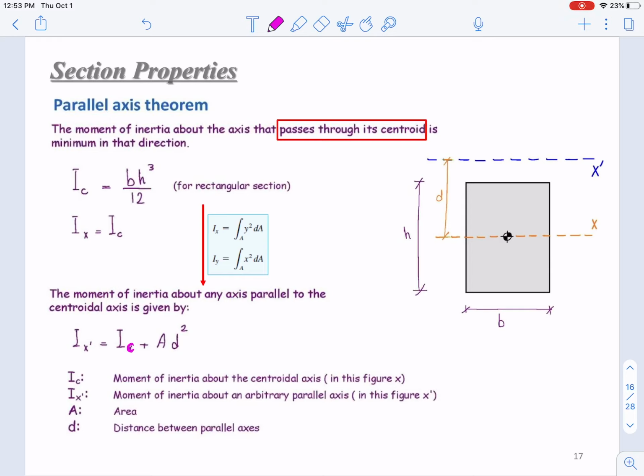Okay, the moment of inertia about any axis parallel to its centroid axis is given by this equation. Okay, it equals this IC, the moment of inertia about the centroidal axis, plus A times d squared, and the A is the area of the shape, and the d is the distance between these two axes.